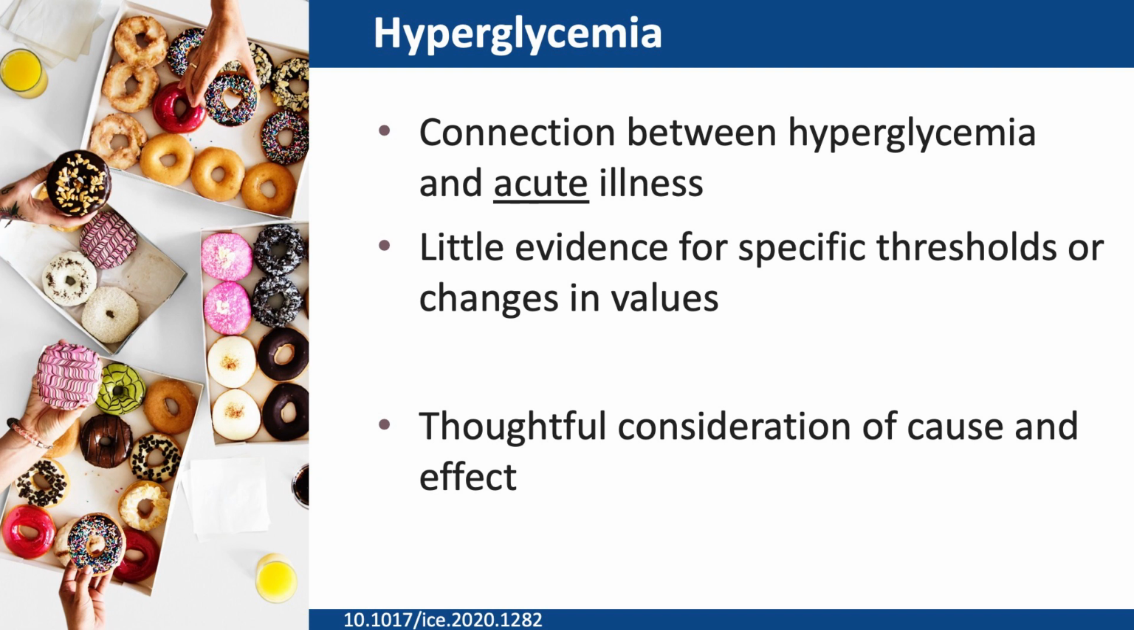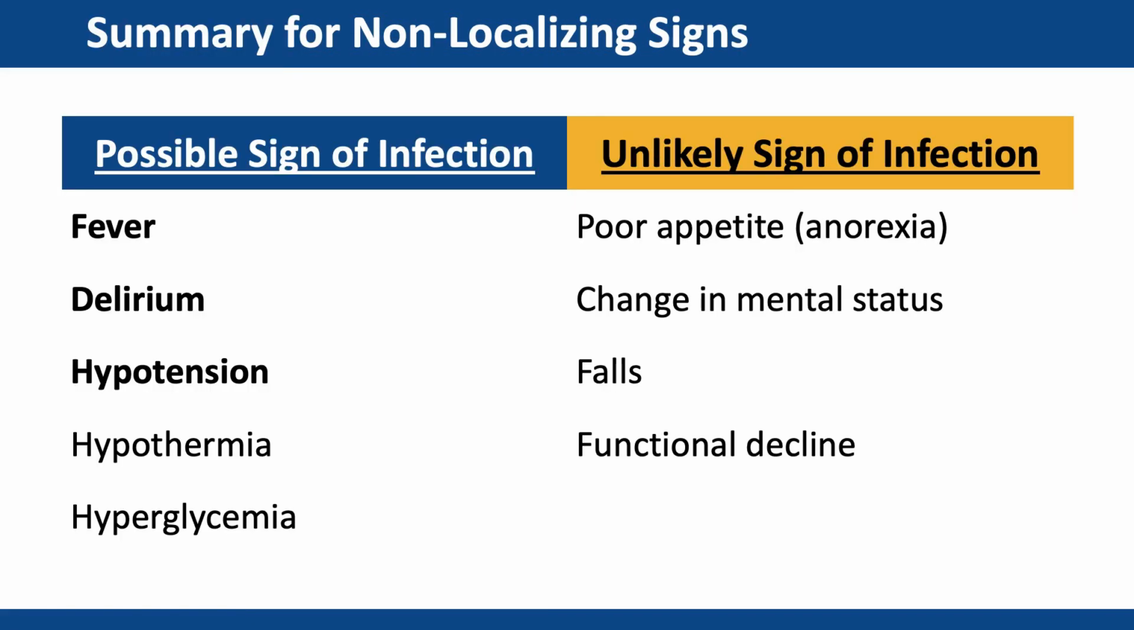So the summary here: possible signs of infection: fever, real delirium, hypotension, hypothermia, hyperglycemia. Unlikely signs of infection: poor appetite, change in mental status, falls, and functional decline. Okay. All right, so let's move on now to urine.